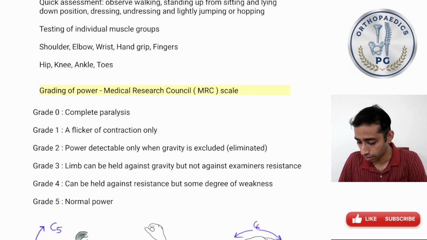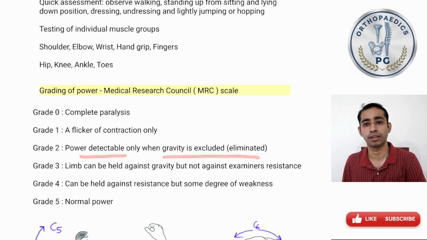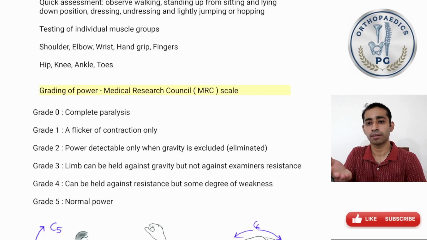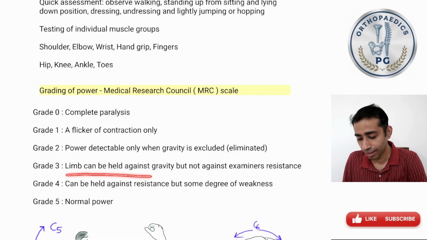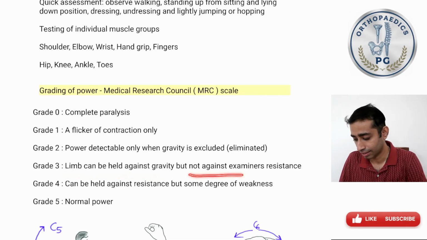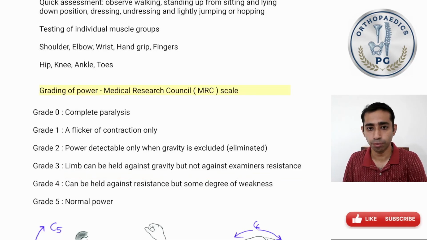Grade 2 is power detectable when gravity is excluded or eliminated, so we do it in a plane in which gravity is eliminated. Grade 3 is against gravity but not against the examiner's resistance. Grade 4 is against resistance but there is some degree of weakness, and grade 5 is normal power.